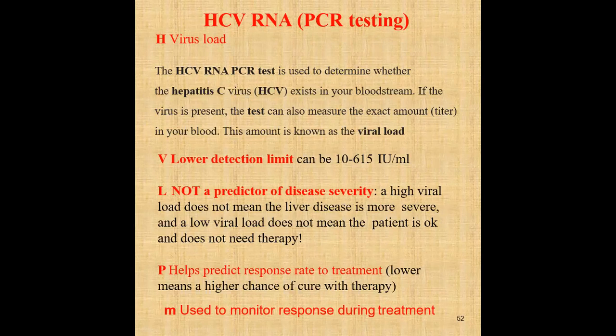Then the lower detection limit can be near about 10 to 615 international units per ml. If we take 1 ml of the sample, how much quantity of the virus is present is identified, in the range of 10 to 615, which is the normal limit, or lower than that. It is not a predictor of disease severity.